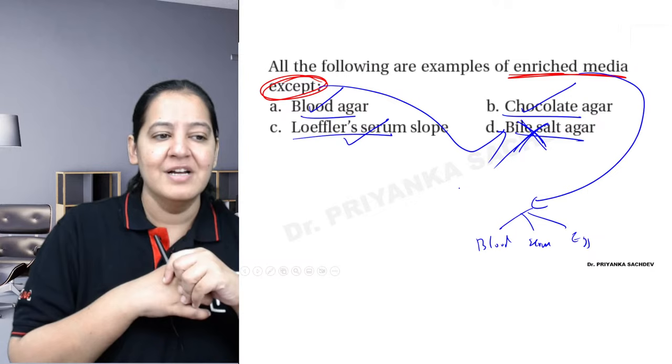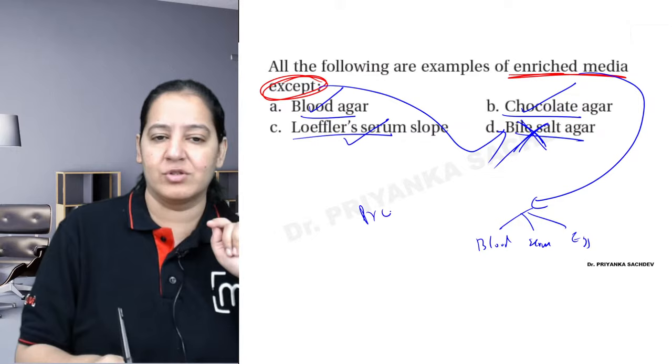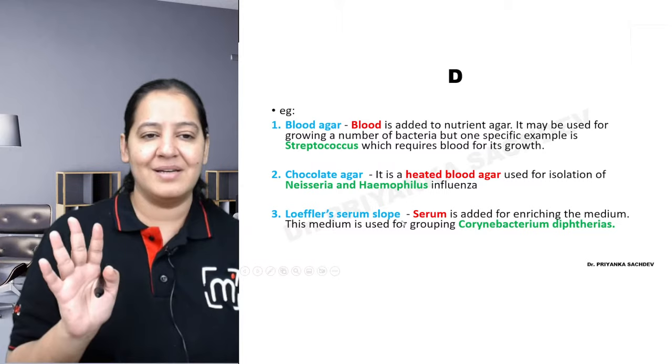You got it? So give me a thumbs up. Yes, you all are right. So this is how these are your PYQs which we are solving here. These are the PYQs of various exams, right? So the correct answer here is D. The next question is in front of you.